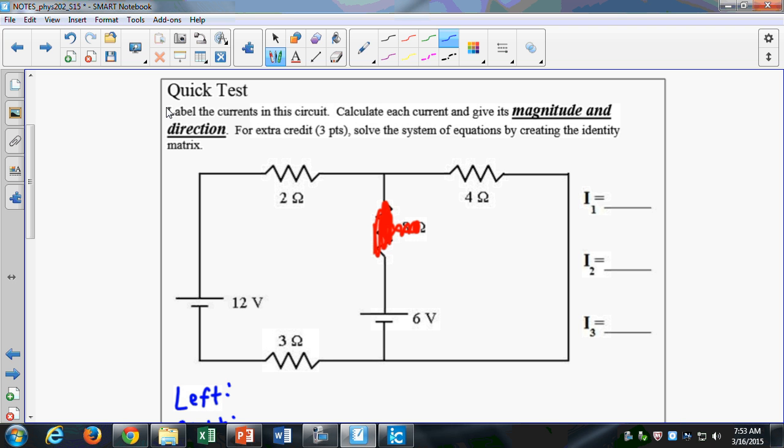Write the right equations, the loop and junction rules, and you want to solve them. Remember on the test, I think you get 2 points extra credit for the inversion matrix? Oh, 5, right. I'll give you 5. I think it's worth your effort if you want to try to learn that.